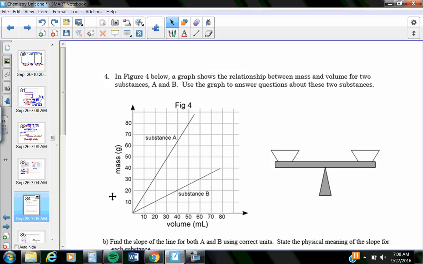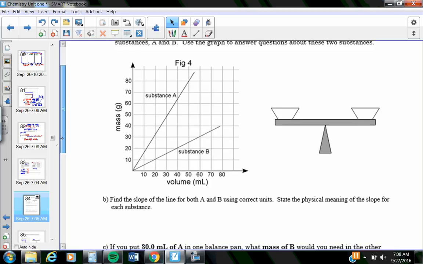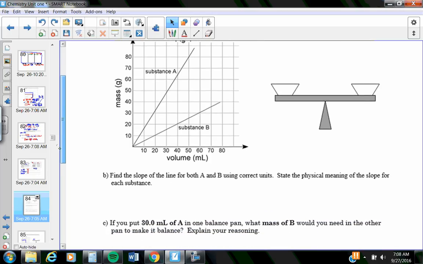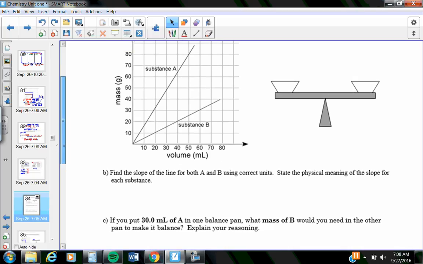Page 3 on the Unit 1 test. Now we are analyzing some graphs of two unknown substances, A and B, and they're asking us questions about what would happen if we put some of that into a balance. Find the slope of the line for both A and B. Very similar to what we just did on the first page.